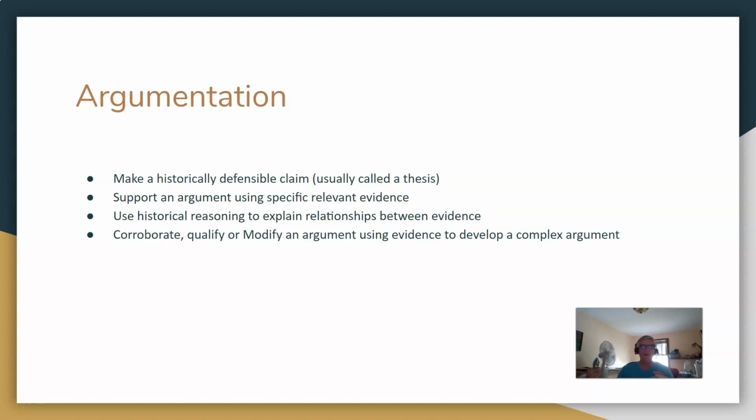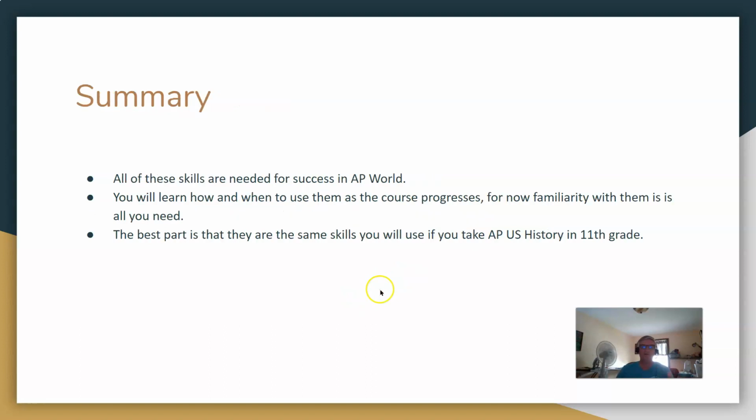Okay, you're going to use historical reasoning to explain the relationships between the evidence, and I'll get into what I'm talking about by reasoning in a few minutes. And then you're going to either corroborate, qualify, or modify an argument using evidence to develop a really complex argument. You're going to try to do more than just the cause and effect, but really dig deeper into where they go along.